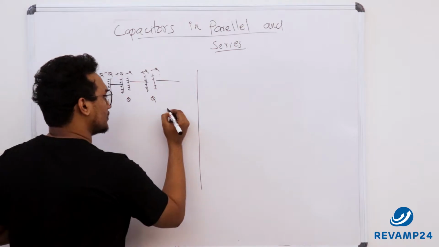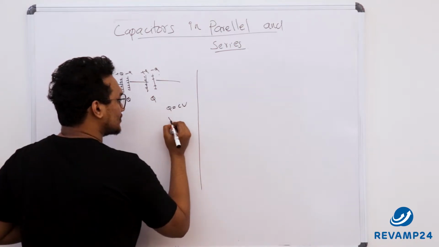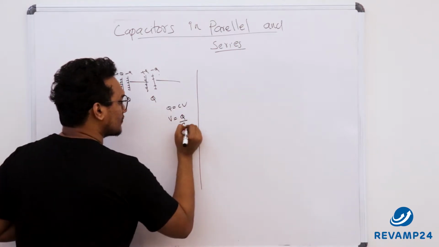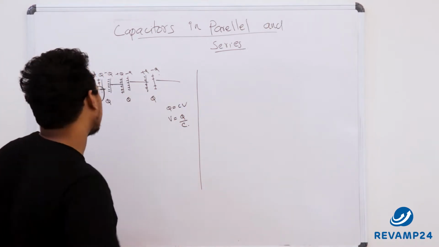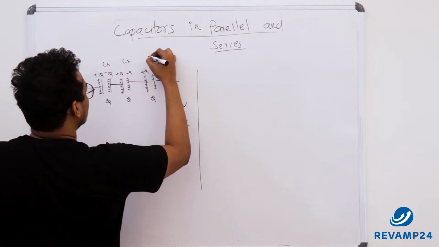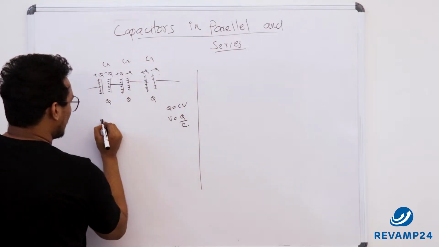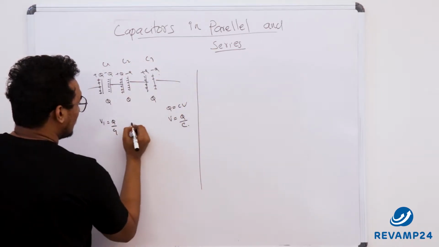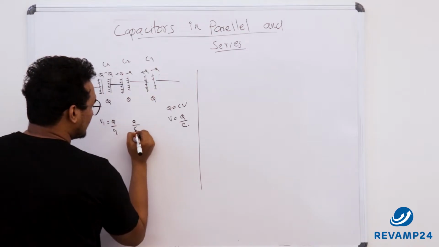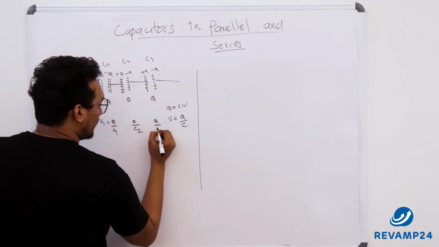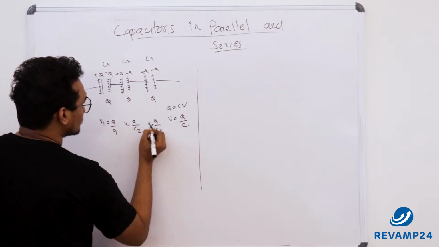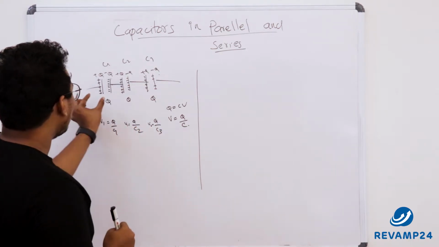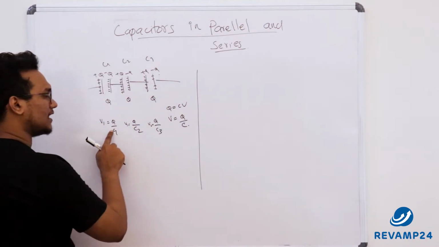How? Because we know the equation Q is equal to CV, so V is equal to Q by C. Now, when these are different capacitors with different capacitances C1, C2 and C3, we know that V1 is equal to Q by C1, V2 is equal to Q by C2 and V3 is equal to Q by C3.